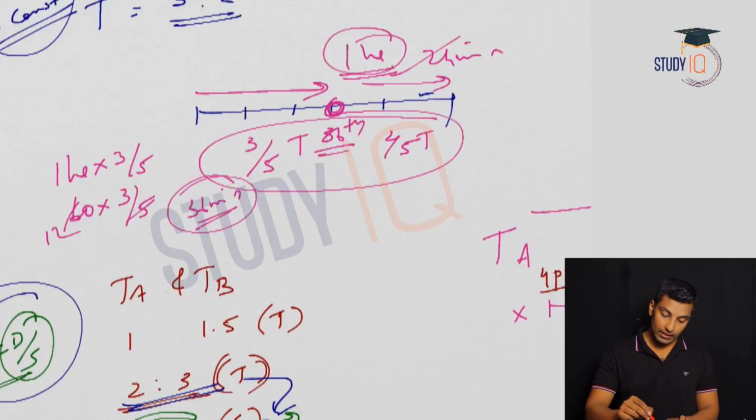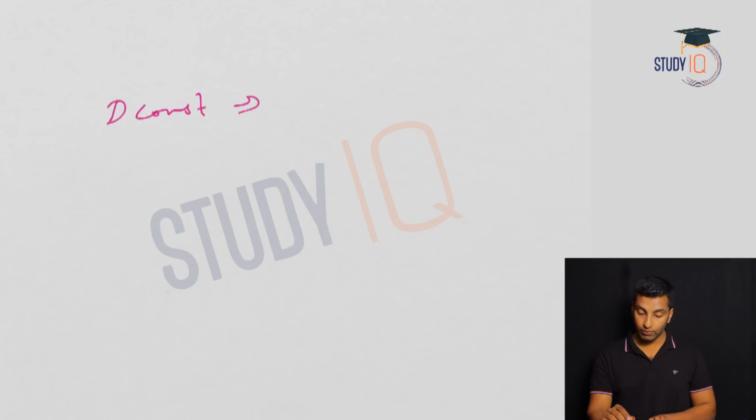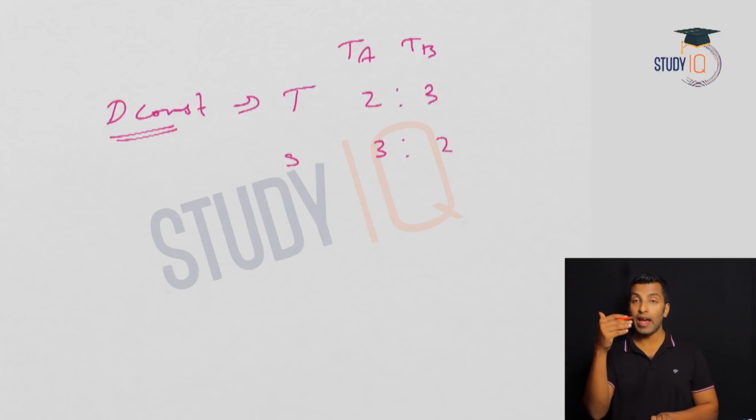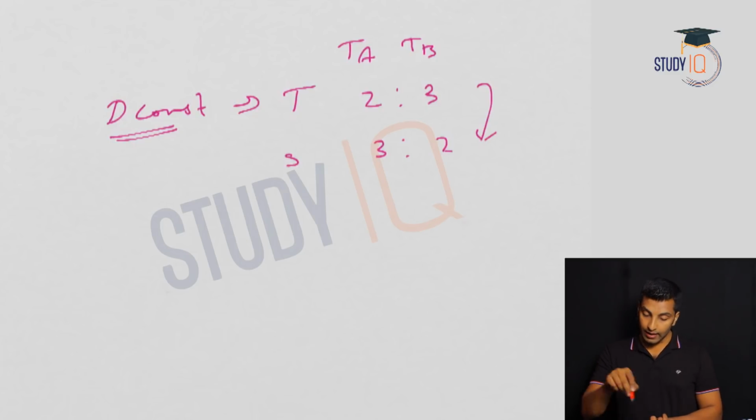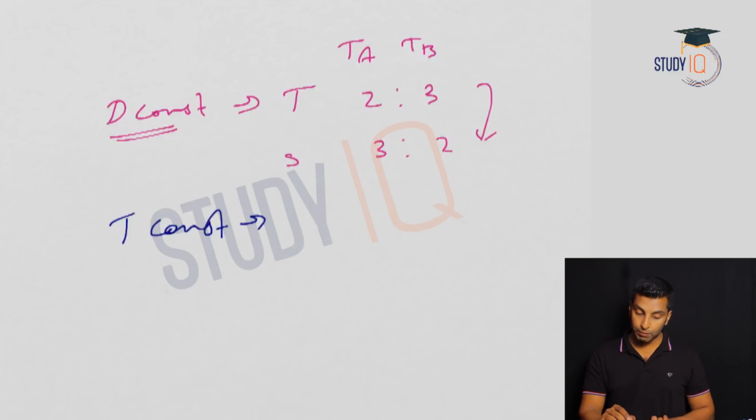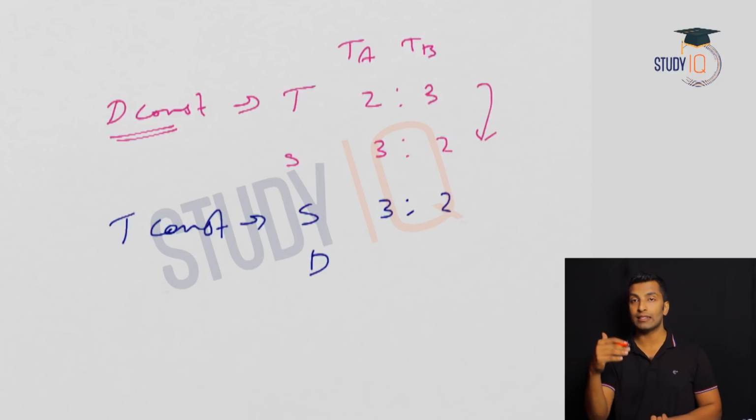So how did we get all these things? See, we started off with this. We know the distance is constant, and we know the time ratio is given as 2:3. Train A and train B is what we are considering. So we got the speed ratio as 3:2. Why? Because the distance is constant, time and speed are inversely proportional, so we inverted. Then we understood that the time is constant when they meet. We know the speed ratio is 3:2, and speed and distance are directly proportional, so the distance ratio will be 3:2.